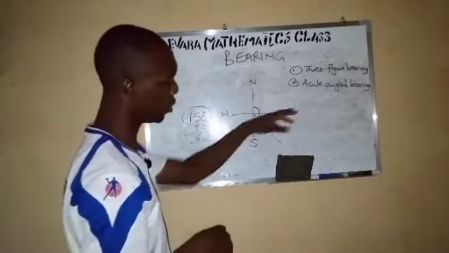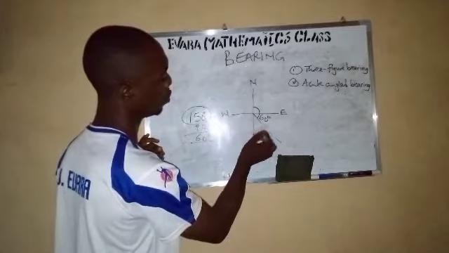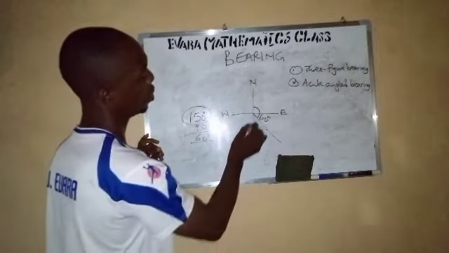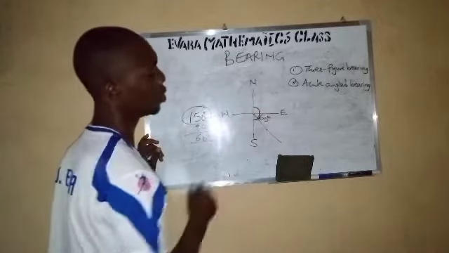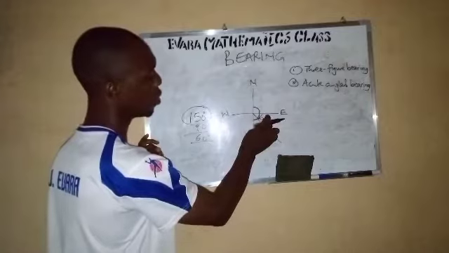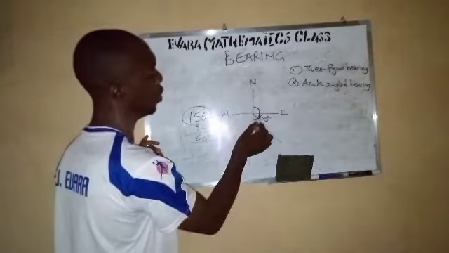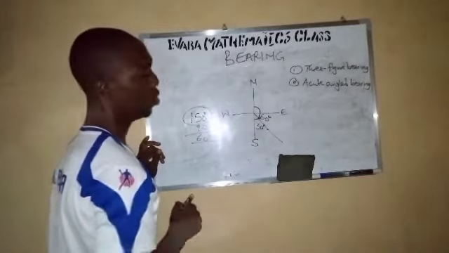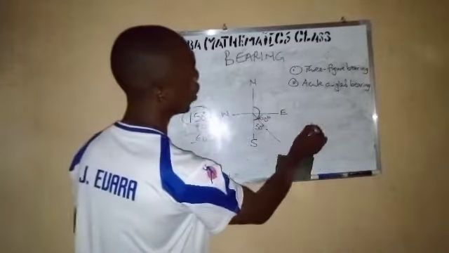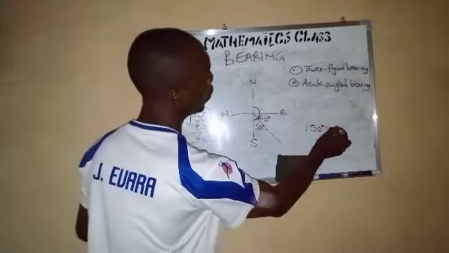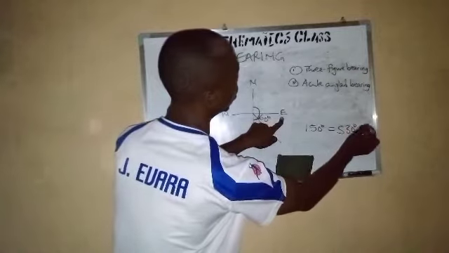So if it is southeast, that means we start the counting from the south up to this line. We know that the whole of this place is 90 degrees. And since this one is already 60, what do we have left here? You subtract 60 degrees from 90 degrees, you'll be left with 30 degrees. So this 30 degrees has given us what we want. That means 150 degrees is the same thing as south 30 degrees east.